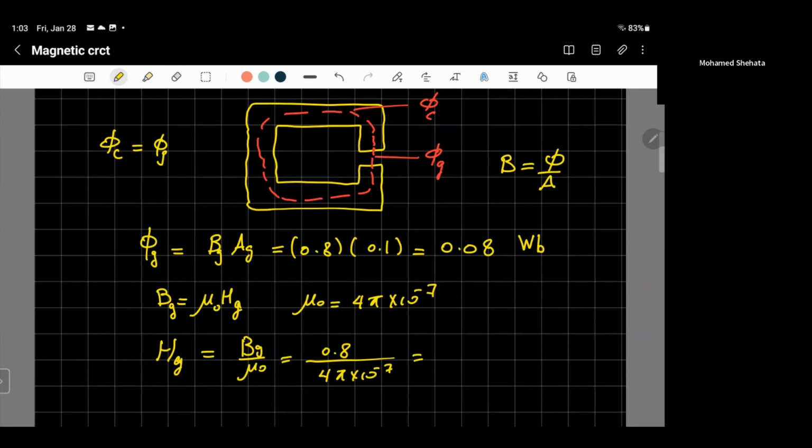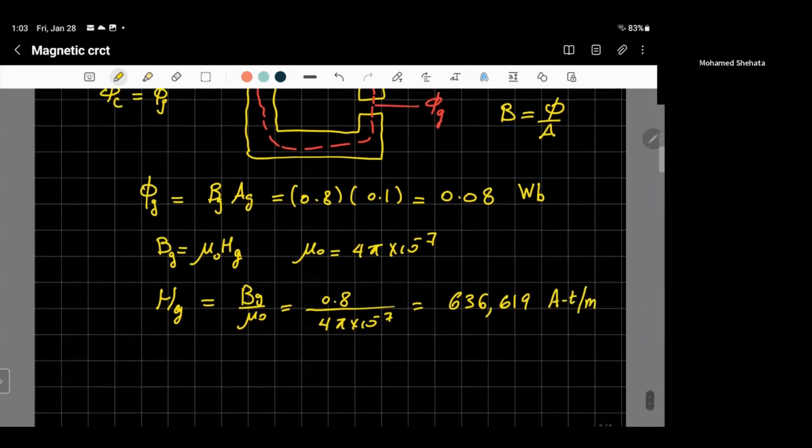It will be a big number, about 636,619, and the unit is ampere-turns per meter. That's the field intensity in the air gap. I got everything because the flux density in the air gap was given. But we are interested in the 0.08.